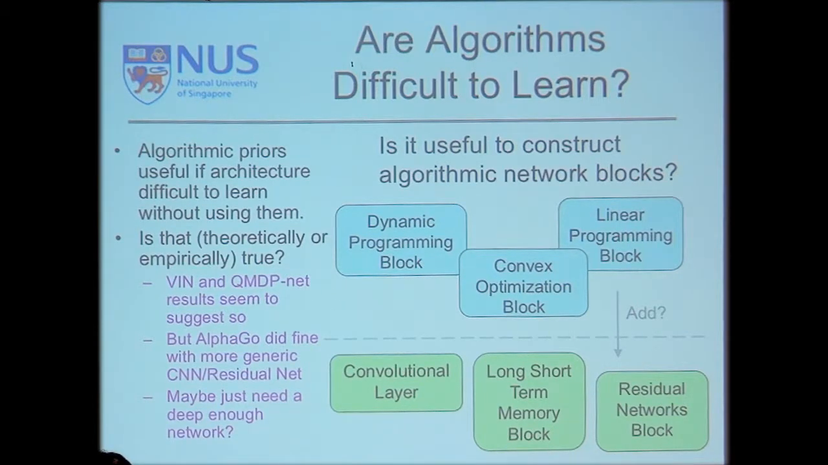Some of our experiments seem to indicate it helps, but AlphaGo, which is very successful, did fine, and it's just a generic convolutional neural network. It is doing a planning problem. The later one is the residual network. So maybe we just need enough depth. Give the network enough depth, it will fix all problems, or maybe not. I think that's interesting. If they are difficult to learn, then coming up with blocks of algorithms may be a good thing to do. But maybe you just need to have enough depth in your normal structure.